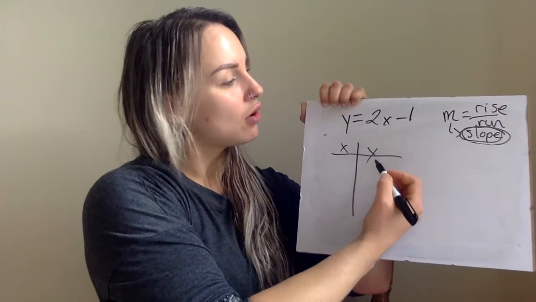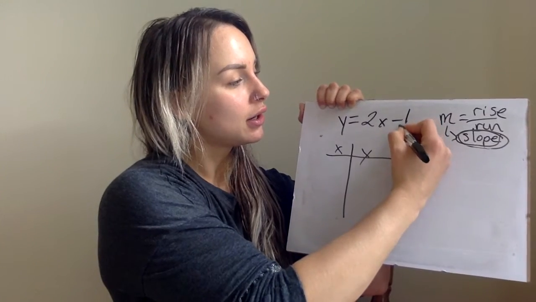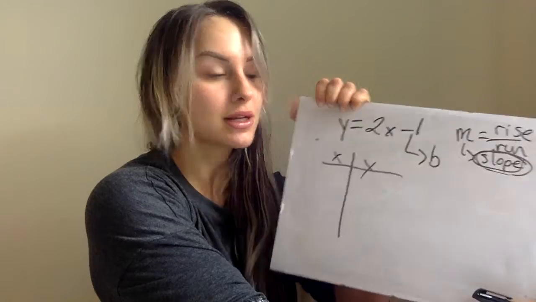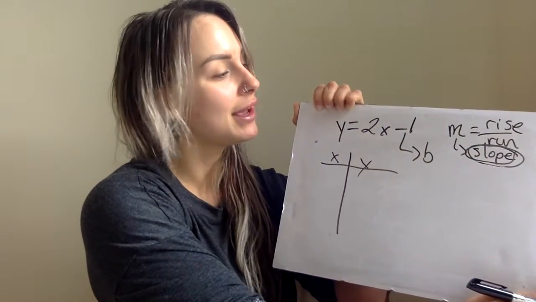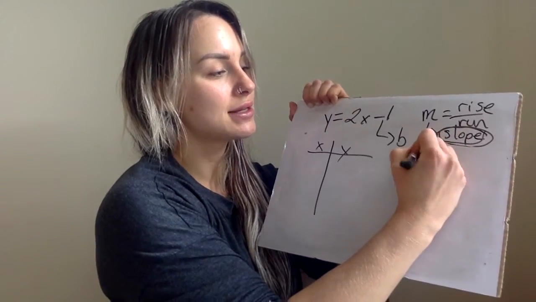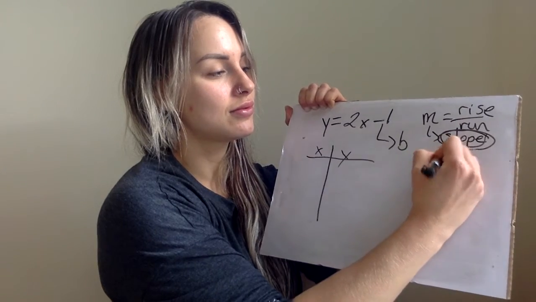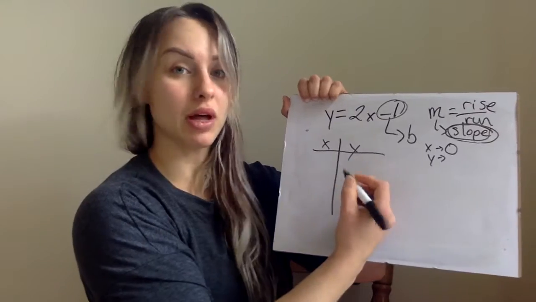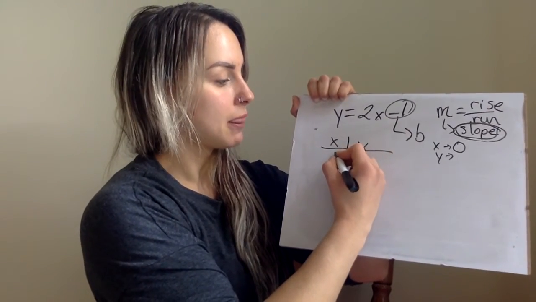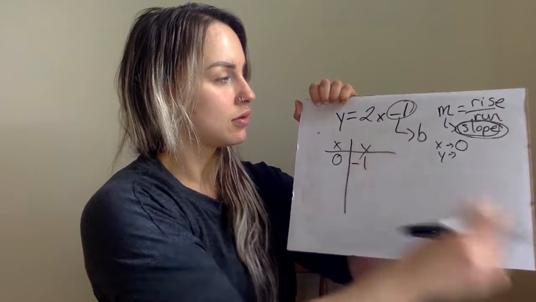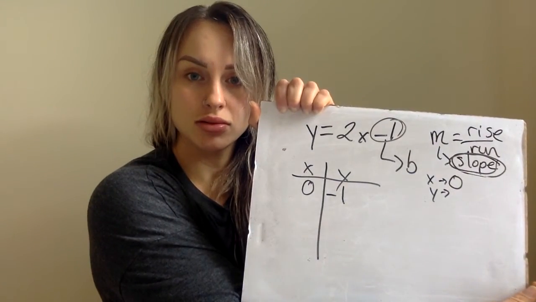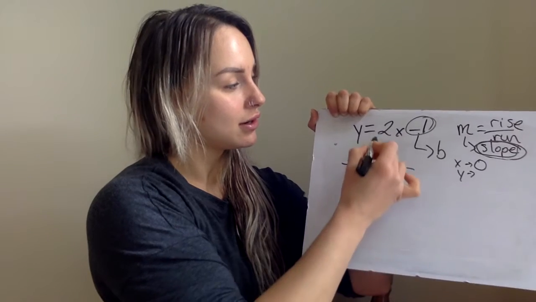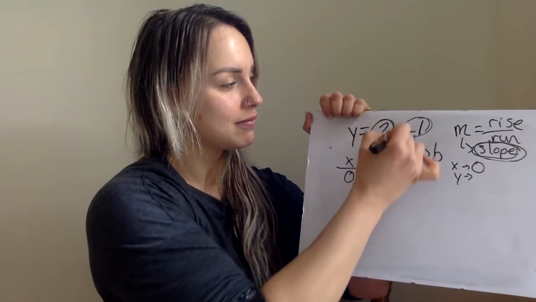So the things that we know right now are our b, which, not that you guys can answer me, means that when x is 0, y is this. So we can plot that or put that into here. So when x is 0, y is negative 1.